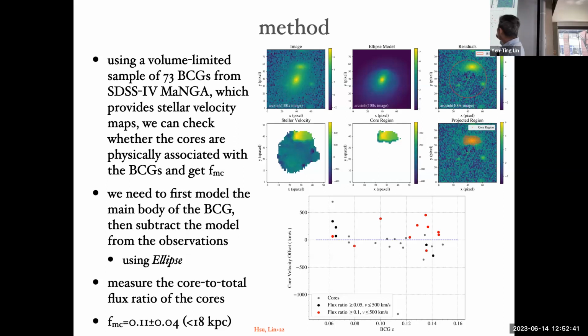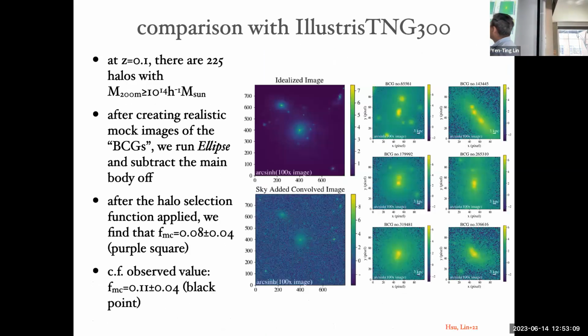This figure shows the velocity offset of the 30 cores that we have securely detected. We regard cores with velocity offset within 500 km per second as candidates that will eventually lead to a merger. And we measure a multiple core frequency of 0.11 plus or minus 0.04. And then we make a comparison with the TNG300.